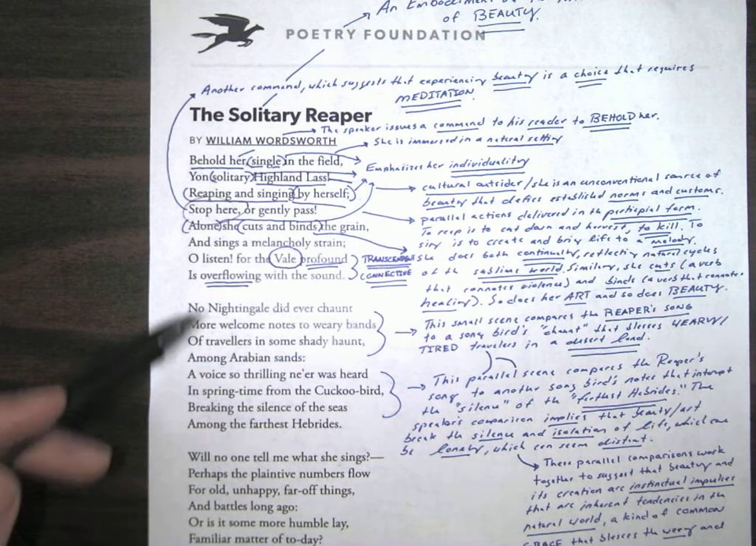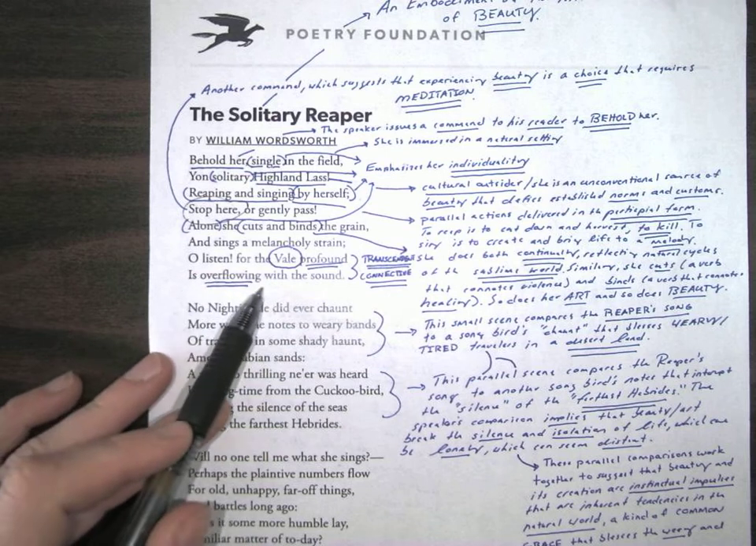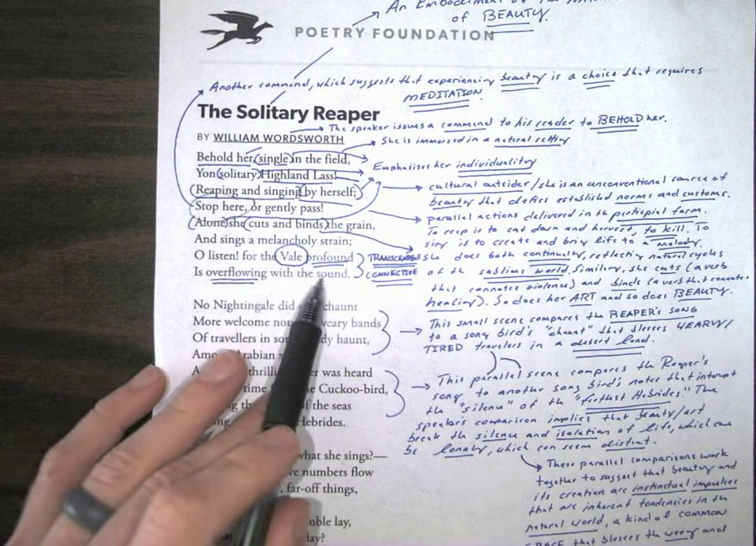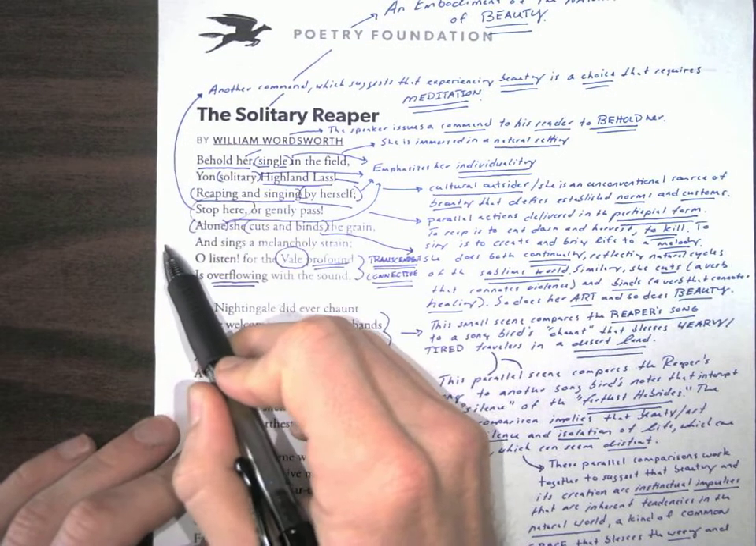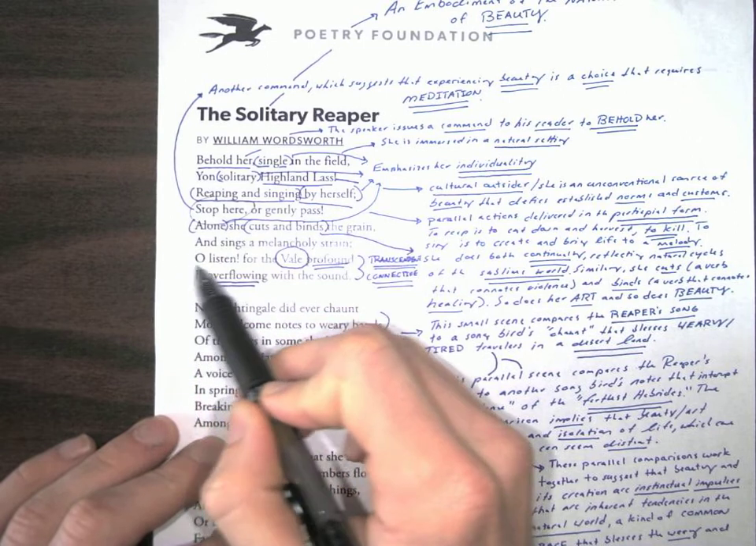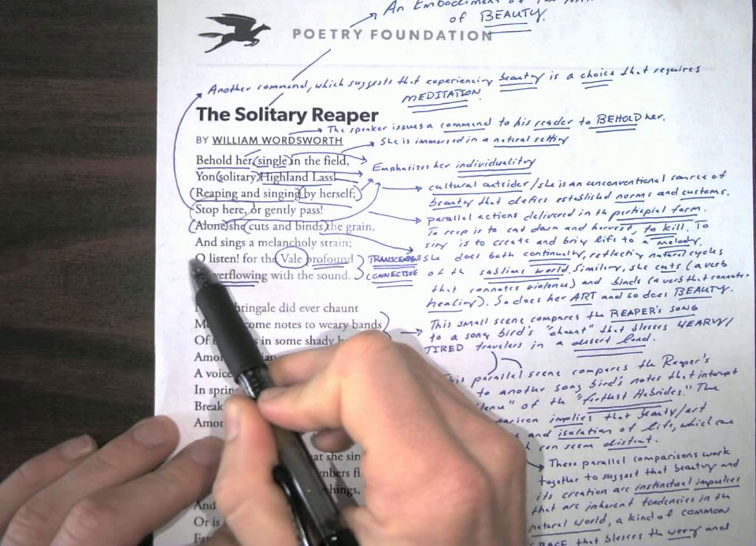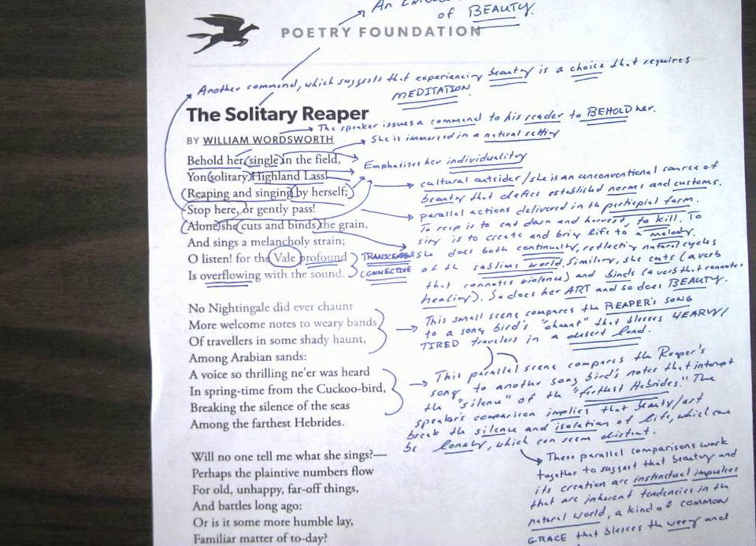The poet continues, "Oh, listen, for the veil profound is overflowing with the sound." The visual image created by this line puts the speaker in a kind of elevated position looking down into a valley where there's a field of grain where the reaper is singing and reaping by herself, all alone, and the song is filling up the valley and overflowing to the position where the speaker is at, overflowing with the sound.